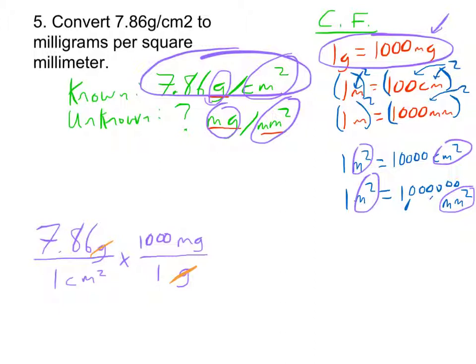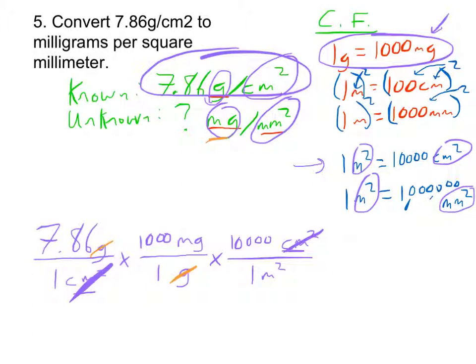In our final answer, we want milligrams, but we don't want centimeters squared, so we have to get rid of that centimeters squared. So I'm going to multiply by another conversion factor that has centimeters squared, which is this one. Centimeters squared has to be on top in order for these two units to cancel. So on top I'm going to put 10,000 centimeters squared over 1 meter squared. And now centimeters squared cancels.